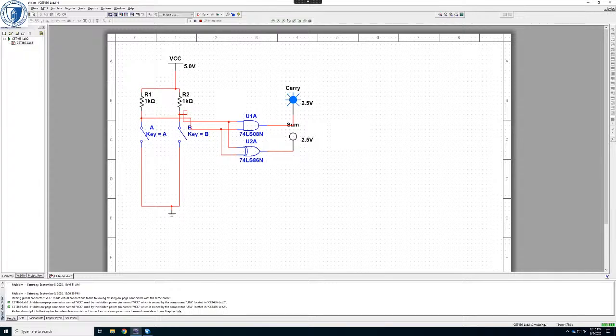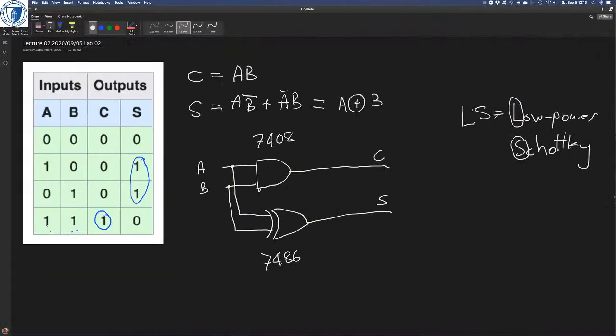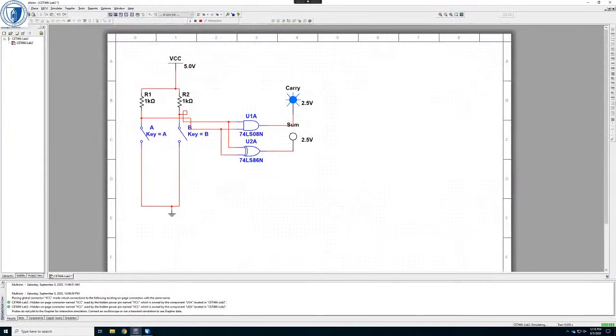And remember, if we go back to our truth table, if the inputs are 1 and 1, then the carry needs to be 1 and the sum needs to be 0. And you can see on our lights on the output, the carry is 1 and the sum is 0 because it's not lit up.